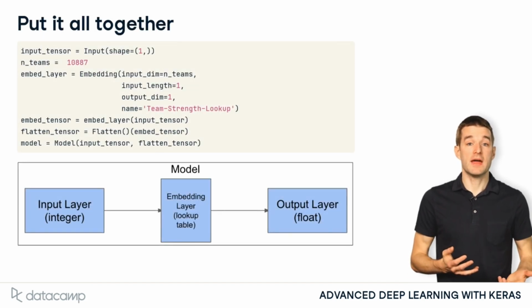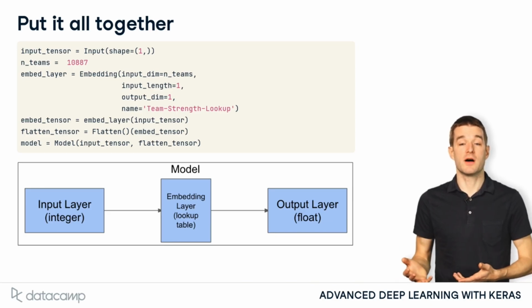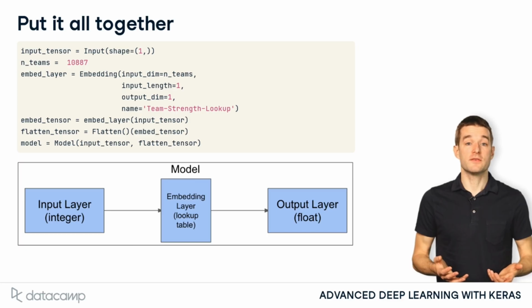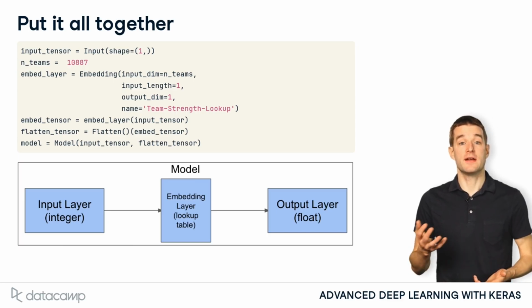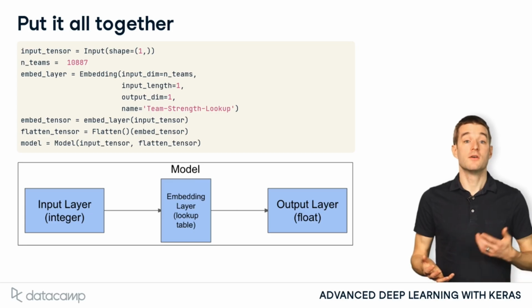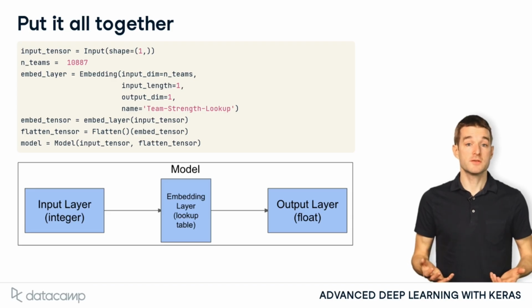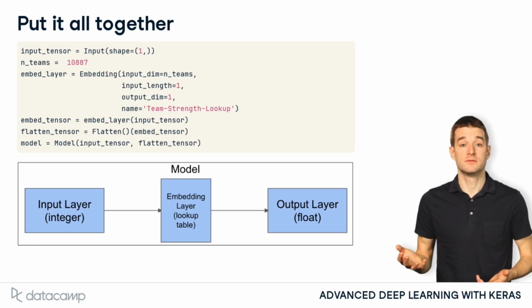Now you can wrap your embedding layer in a model. This will allow you to reuse the model for multiple inputs in the dataset. You do this by defining an input layer, and then an embedding layer, then a flatten layer for the output. Finally, wrap the input tensor and flatten tensor in a model. This model can be treated exactly the same as a layer and reused inside of another model.